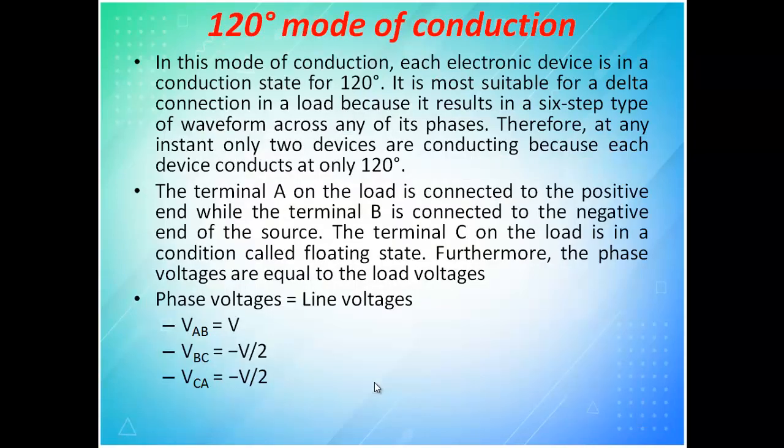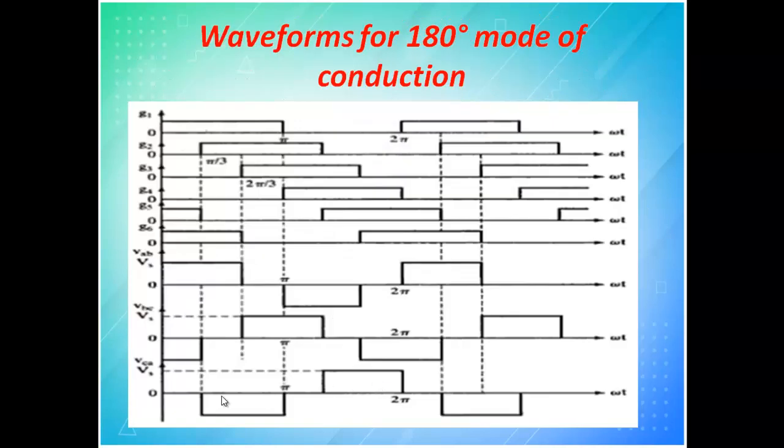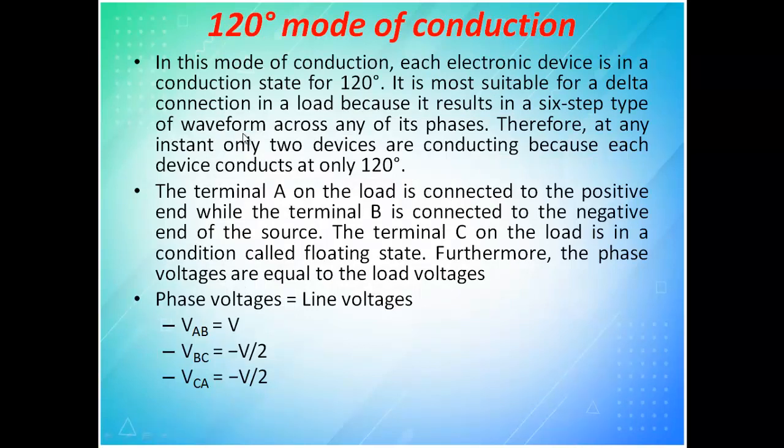Next comes 120 degree mode. The only difference is, in 180 mode you turn on for 180 degrees, whereas here we will turn on only for 120 degrees. So that is called 120 degree mode. In this mode, each electronic device is in conduction state for 120 degrees. It is more suitable for delta connected load, not for star connected, and results in a 6-step type waveform across the phase. First one is for star, second one is for delta.